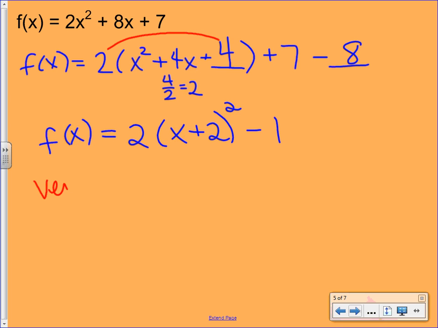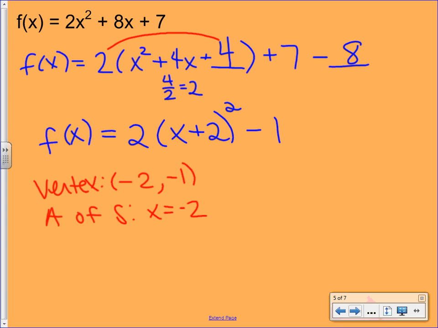Where is our vertex? Negative. Very good. We shift left 2 and down 1, so negative 2, negative 1. And our axis of symmetry is where? X equals negative 2. Okay.